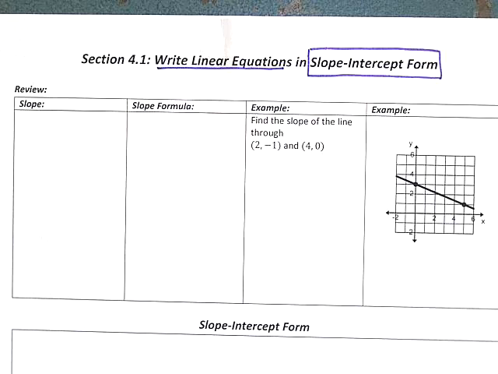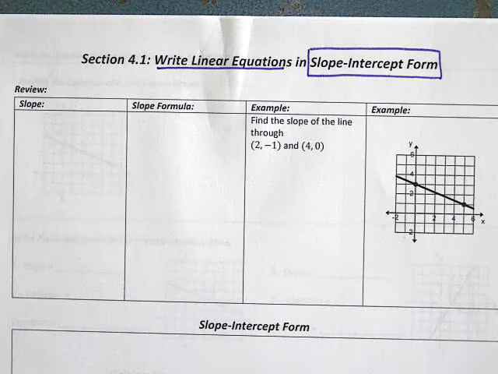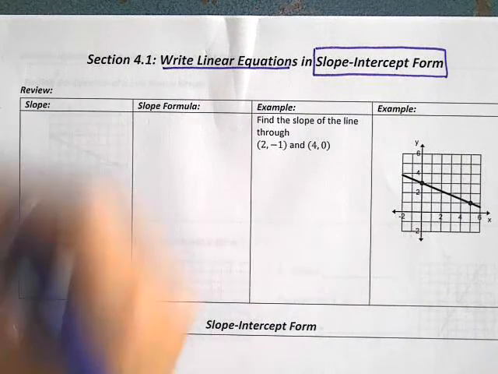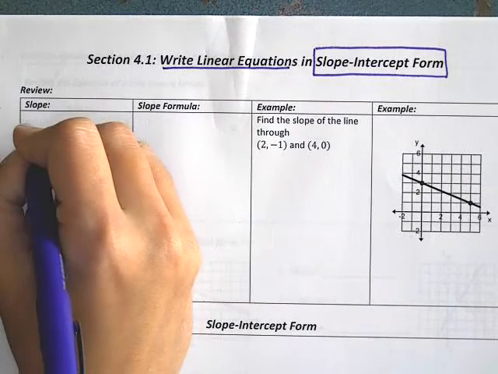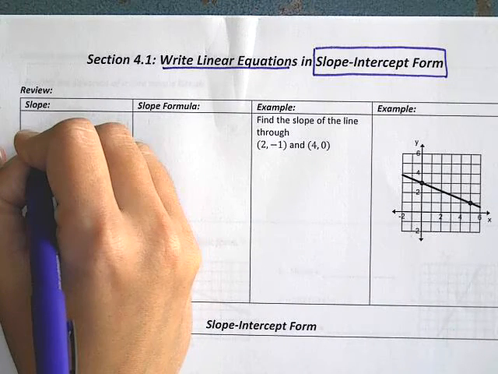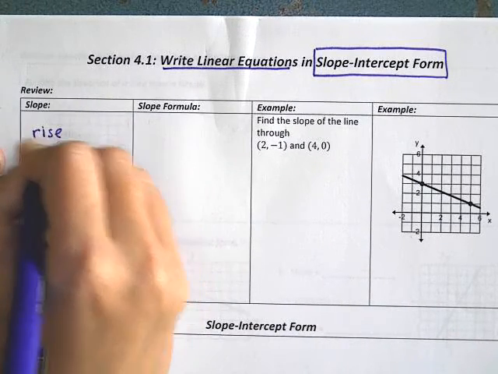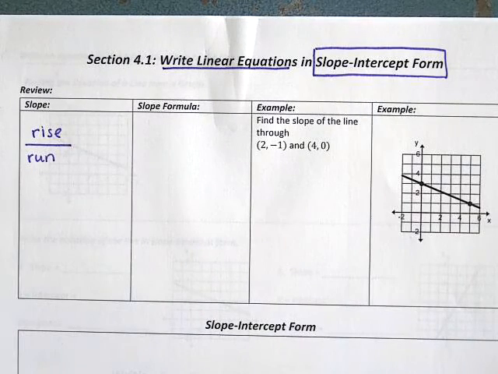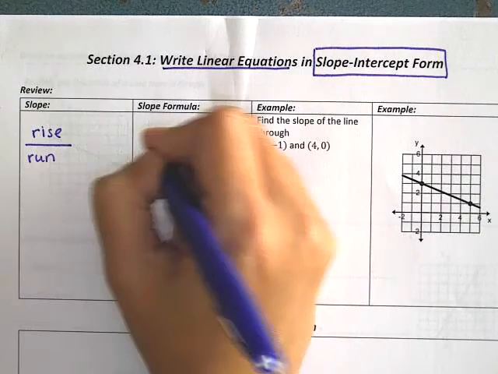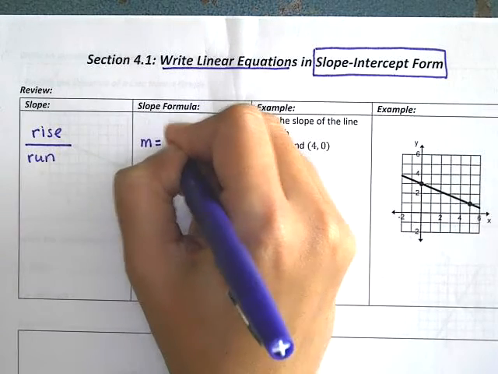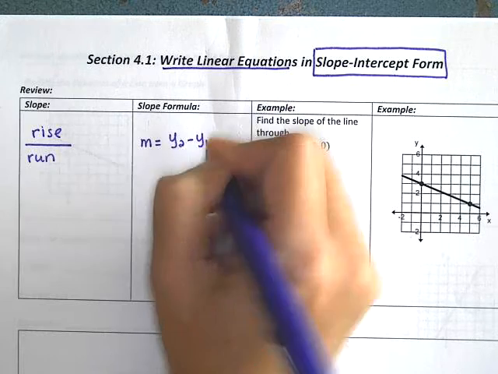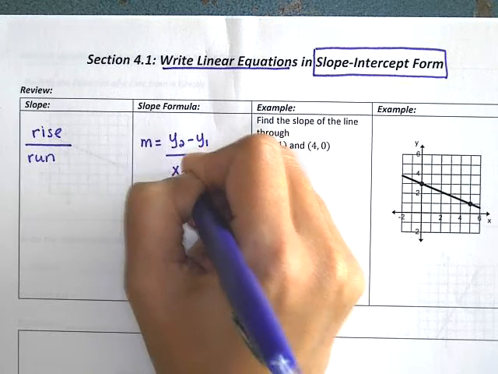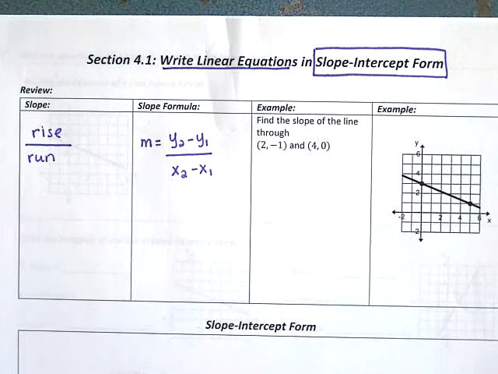Now, if you recognize that name, it's because we actually learned about slope-intercept form in a previous chapter. So, let's review really quick. First, let's review slope. When we learned about slope, we said slope is the ratio of rise over run. We also said there's a formula we can use to find the slope. Our formula is y2 minus y1 over x2 minus x1.